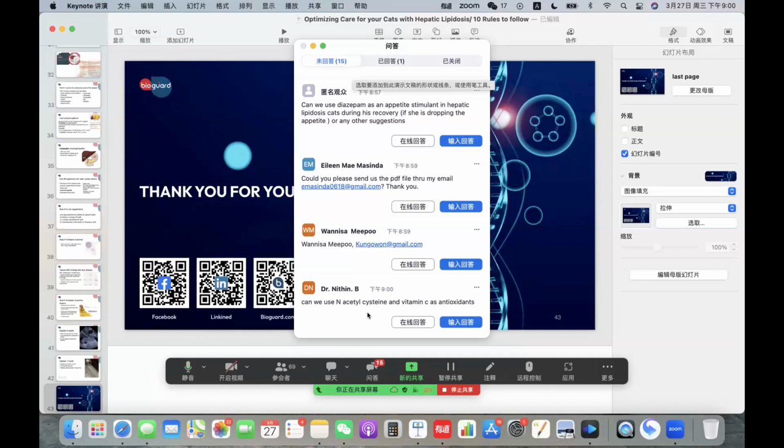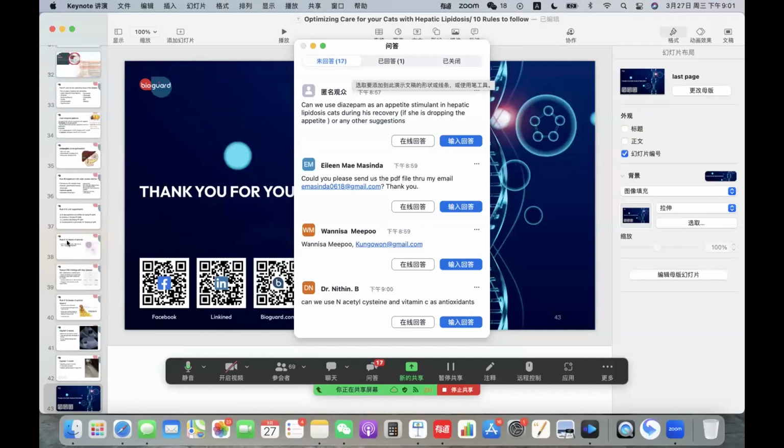For antioxidants, in a hepatic lipidosis case, the antioxidant would not be the most important thing. The most important thing is still more energy, more food, feed the food. Give them enough energy, make them have time to recover. That would be the more important thing. And for cysteine and vitamin C, it's okay to use, but in my knowledge it is less specific for liver disease.